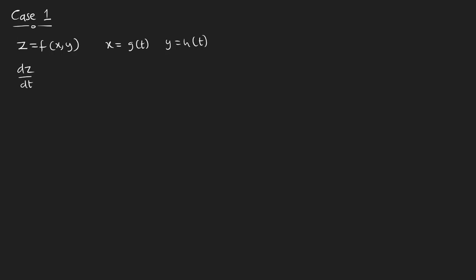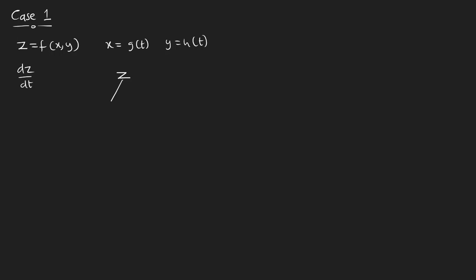So let's look at that. To do this, I'm going to use the tree diagram. I'm going to have my z here. z is a function of x and y, and then x and y are functions of t.